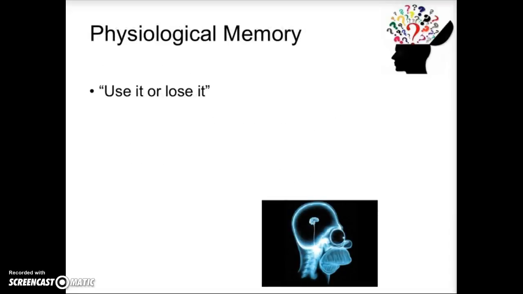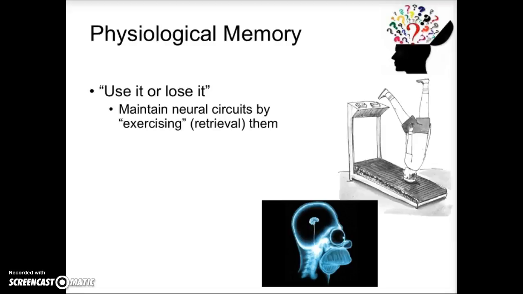So when it comes to the physiology of memory, the nervous system tissue is kind of like muscle tissue. You have to use it or you lose it. And to maintain the neural circuits that you create when you study in your classes, you need to exercise them. The number one exercise tool for memory is retrieval. So studying by using retrieval-based study strategies, quizzing yourself, doing flashcards, studying with a partner, is going to exercise those memories and maintain the biology that stores them.